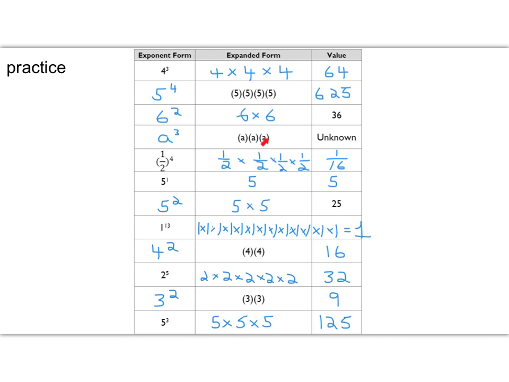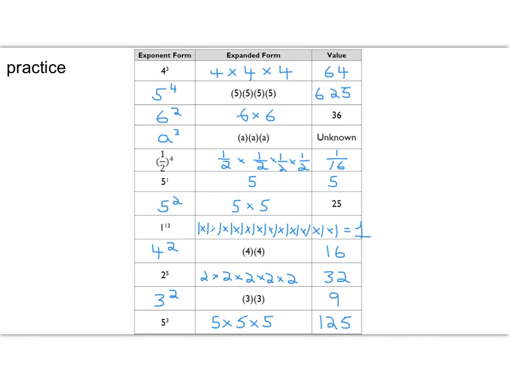This one just dealt with letters, but it's the same deal. What's our base? It's the number that we're multiplying multiple times. So that's A, and we multiply it 3 times, so my exponent's 3. And let's see if there's anything else here. This is kind of a silly one. It's just 1 times itself 13 times, but 1 times 1 times 1 times 1, no matter how many times you multiply it, is always going to be equal to 1.